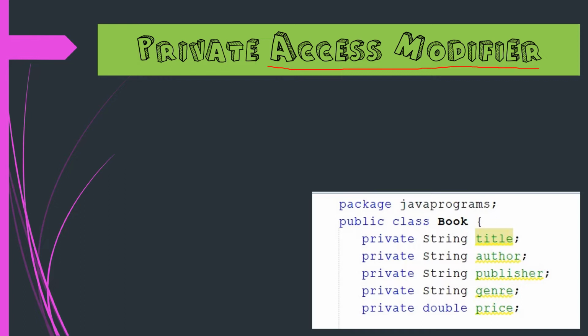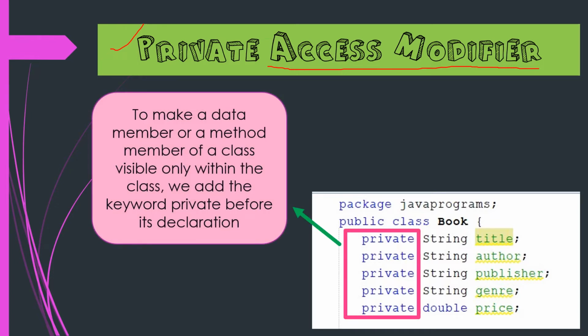Now we are going to discuss the private access modifier, and for this you can see a change in the coding part. This coding is somewhat similar to what we did in our previous class, but there is a big difference. Here I have added the keyword private before all the data members. Why? Because to make a data member or a method member of a class visible only within the class, we add the keyword private before its declaration.